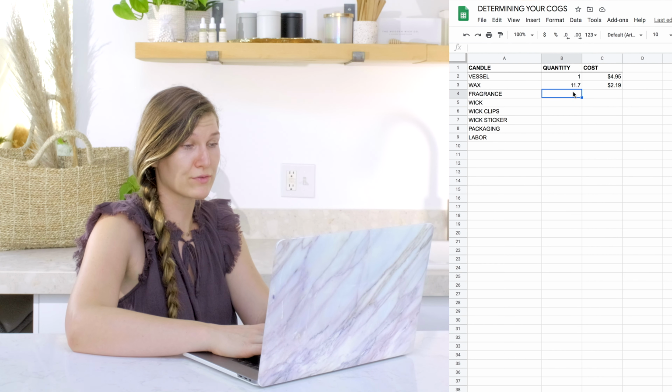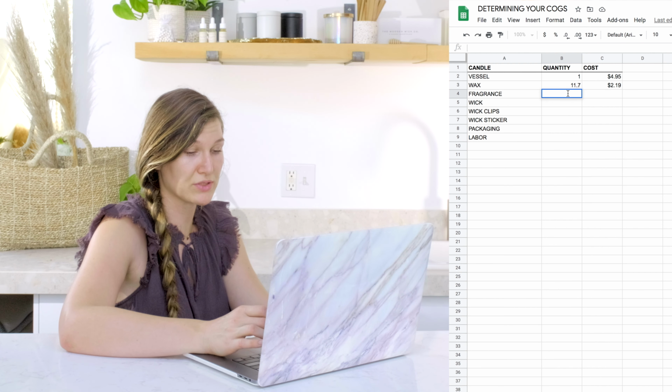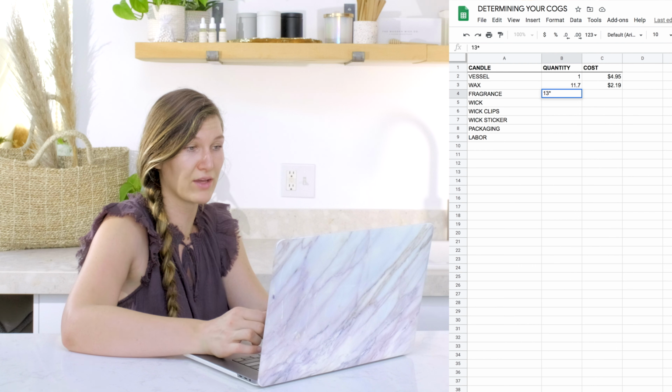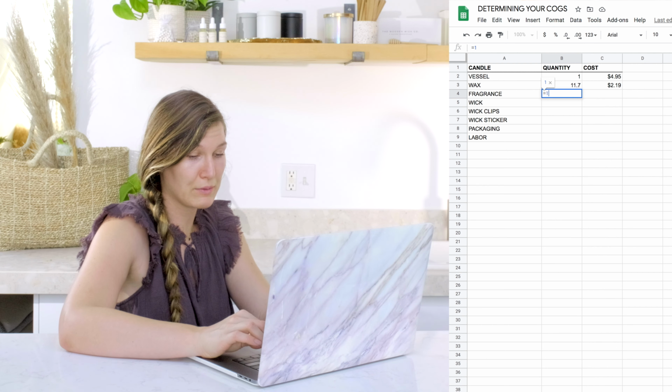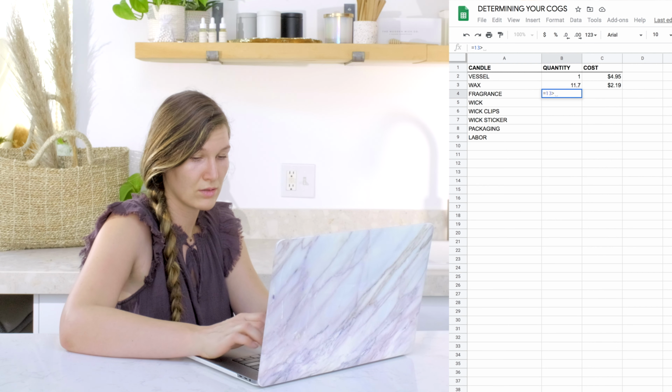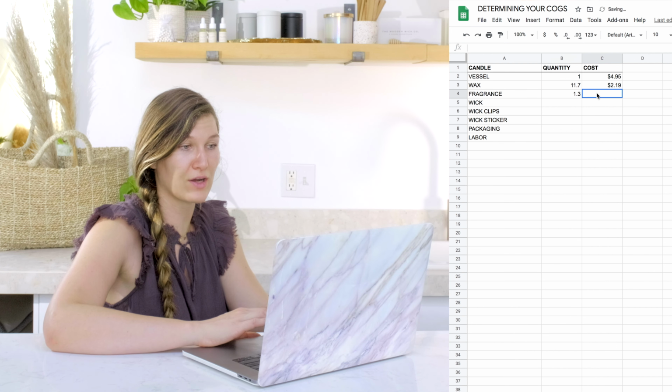Now let's move on to the fragrance oil. So you can kind of follow that same formula. So you're going to use 13 ounces, that's how big the candle fill is, times 10%. Okay, so we're going to have 1.3 ounces of fragrance.